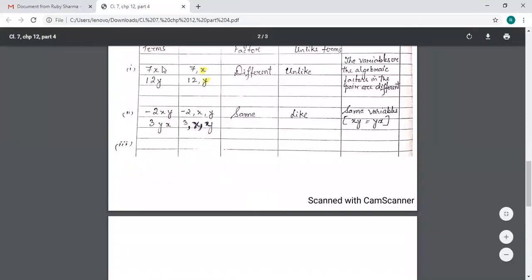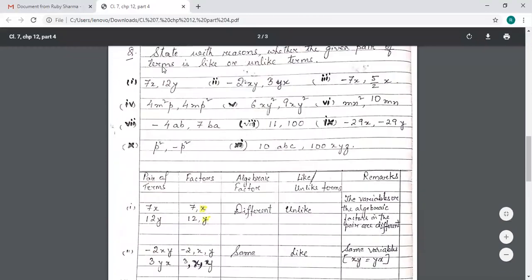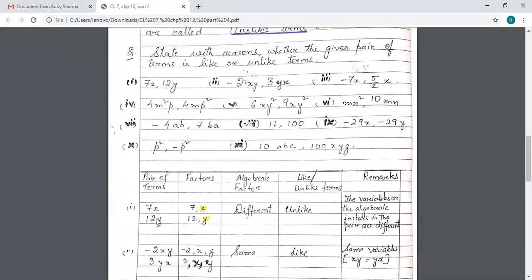It's a pair of terms. The first pair in the question, if you observe, it's 7x and 12y. These are two terms given. So I've written 7x and 12y, one below the other. These are the pair of terms for the first question. Then I find their factors. What are the factors? Numerical as well as algebraic factors I've written. So 7 and x are the two factors here. 12 and y are the two factors here in this term. Isn't it?